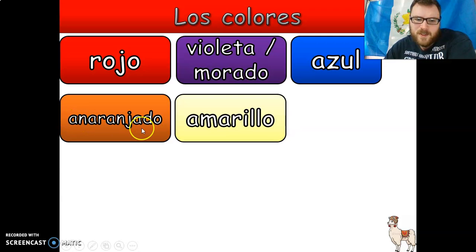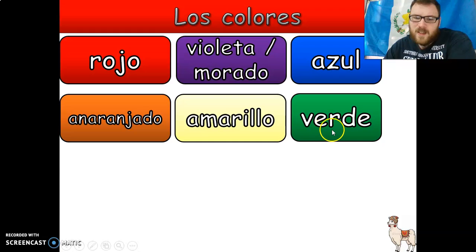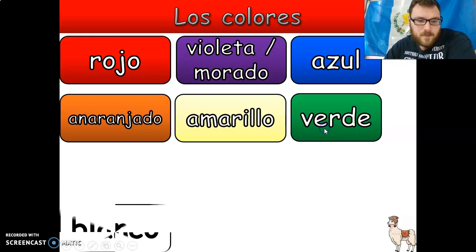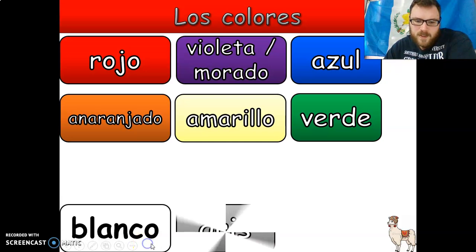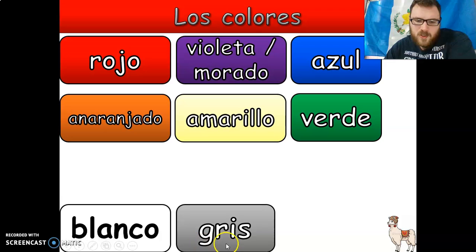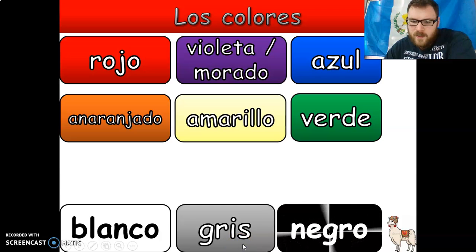Okay, anaranjado. Right, and then we have verde. We saw this one also in the last lesson with ojos verdes. So this is verde for green. Cool. We have blanco for white. Gris for gray. And then we remember negro for black.